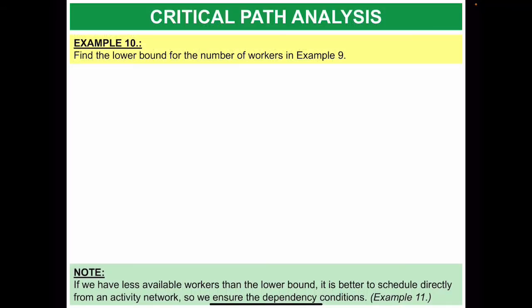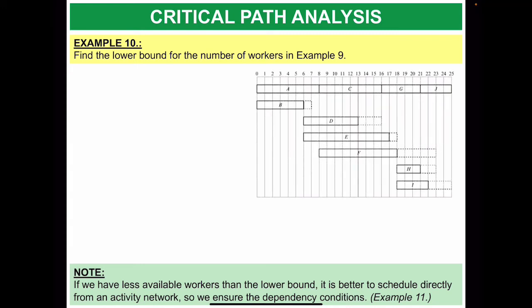So in example 10, we are asked to find out the lower bound for the number of workers from example 9. That's why I'm going to use the same chart from before, because we will need that information. You may recall that lower bound is the sum of all activities, and you divide this sum by the critical time for the project. So in this case, it would be the sum of all activities.